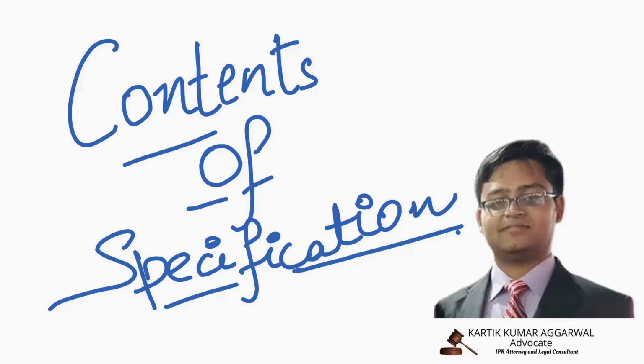In our last session, we studied about patent specifications and Form 2. In this video, we'll be looking at contents of specification. We've already studied that patent specifications are the heart and soul of a patent application. Without specification, a patent cannot be granted. While drafting specification, a patent drafter has to take care of few of the things.